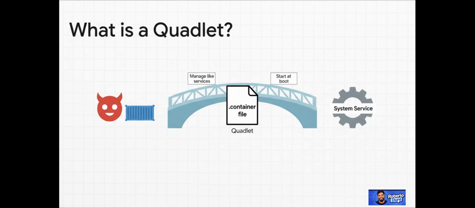Think of it as a bridge or a special instruction manual for systemd, the core service manager on most Linux systems. It's a simple text file where you declare how your container should run. Systemd reads this file and automatically generates a proper system service, allowing you to manage your container with standard commands and, most importantly, ensuring it starts automatically on boot.